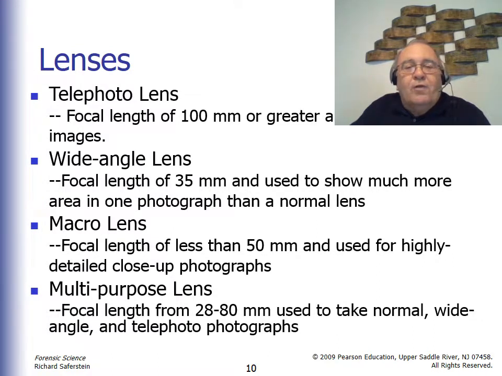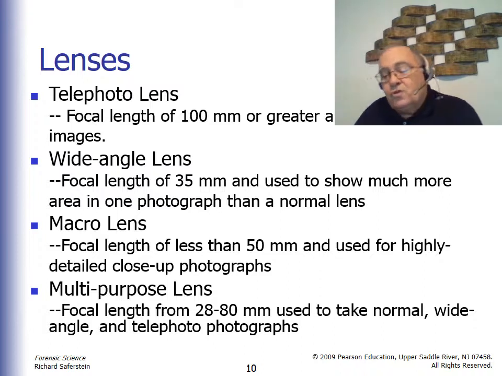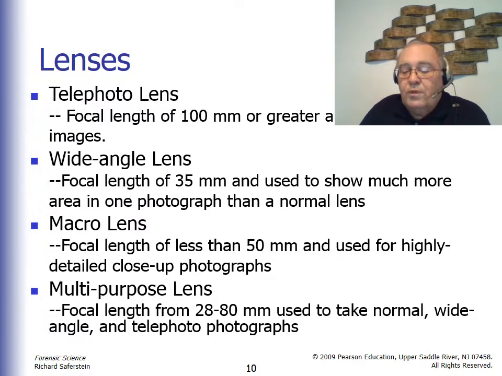Anything with a focal length of more than 100 millimeters is used to magnify images. So 100 millimeters or more would be considered a telephoto lens. I've seen telephoto lenses in magazines that are up to 1,000. It takes sometimes 2 tripods to just hold the lens, let alone the camera.